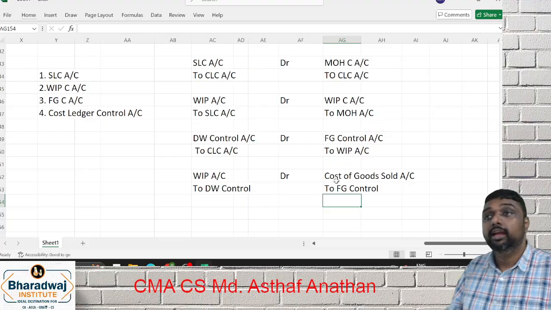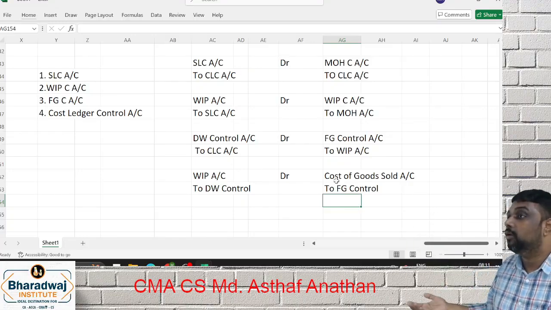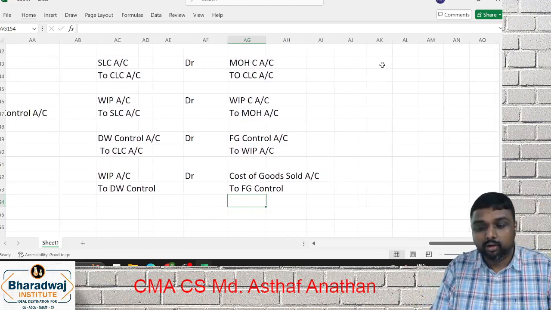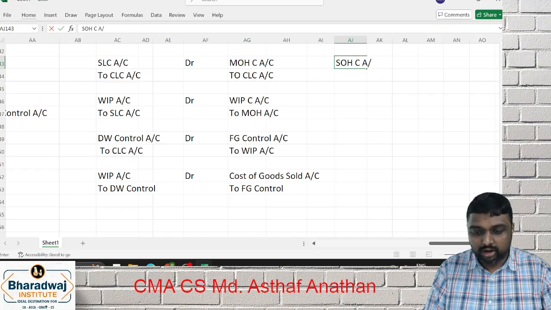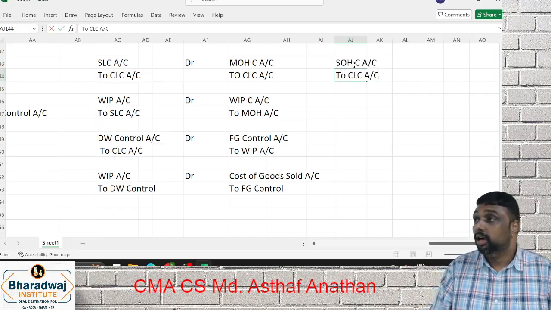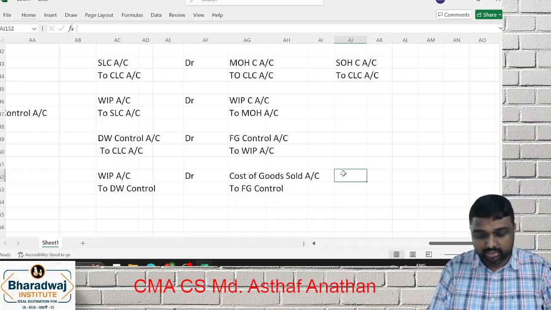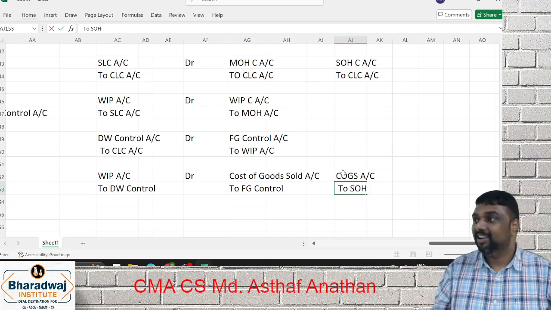Now for selling, you will incur one more expense called selling overhead. So selling overhead paid, what will be the entry? Selling overhead control account to CLC account. Now selling overhead, you have to charge for what? Sales. So the entry is cost of goods sold account to selling overhead.